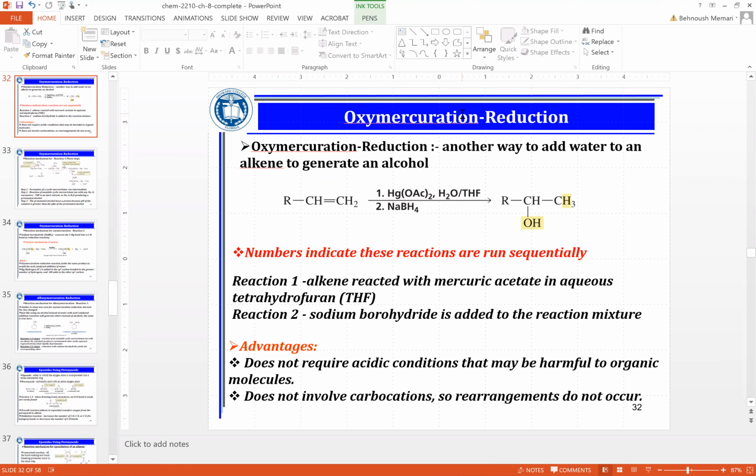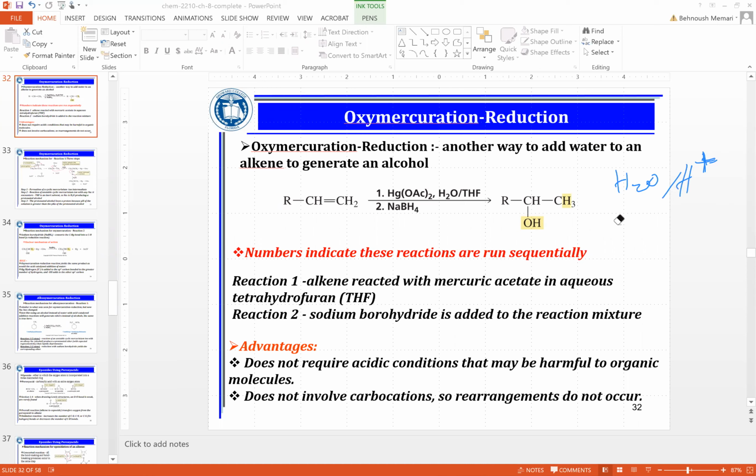Oxymercuration, demercuration, that's a new reaction. What is oxymercuration, demercuration? It's an indirect addition of water. So in direct addition of water, you add H2O and you add H+. The addition was Markovnikov. The intermediate was a carbocation. There was a chance for rearrangement.